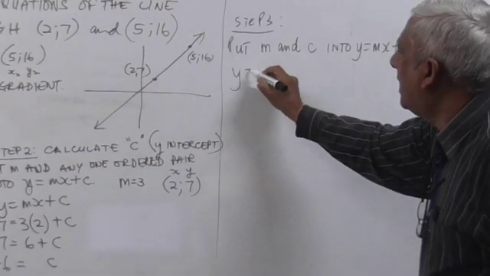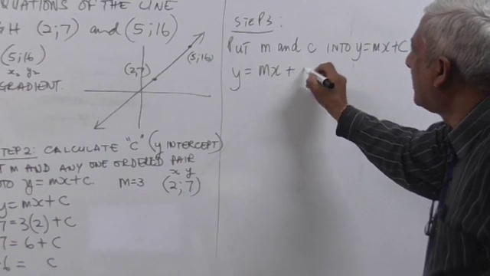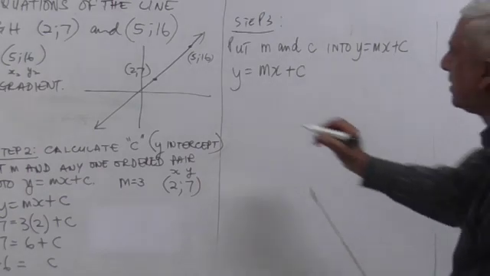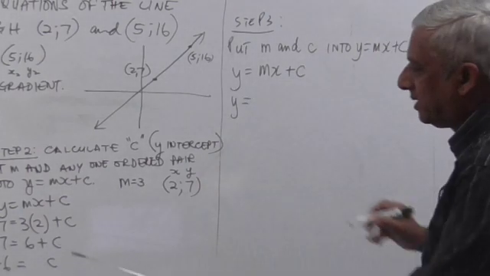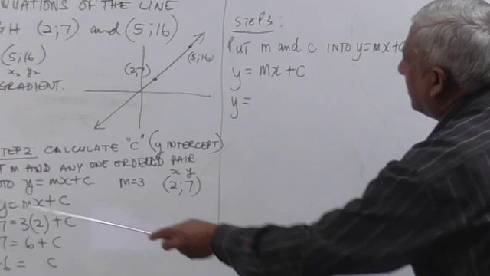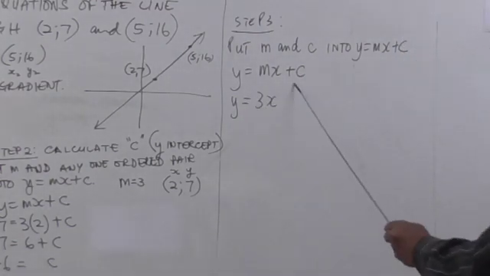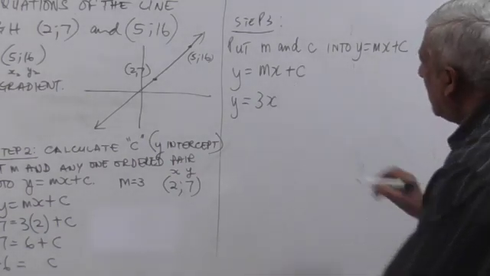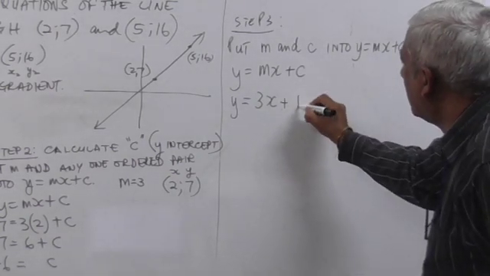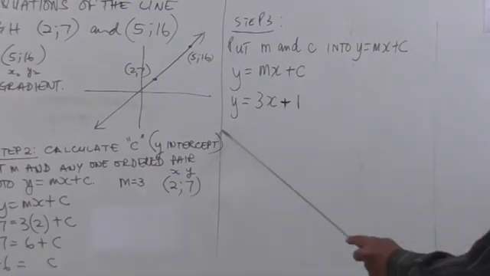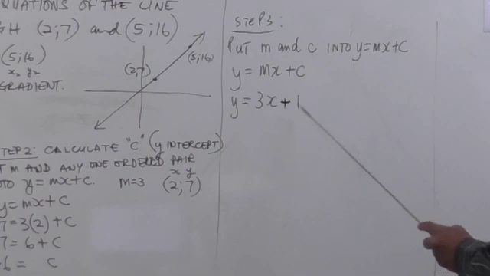So y is equal to mx plus c. You got to put only those two. So y will remain the same. M is 3. We found it there. M is 3. X will remain the same. And now you want to substitute for c. C is 1. So it's plus 1. So there we have the equation of the straight line y is equal to 3x plus 1. So that is how you find the equation of a straight line.